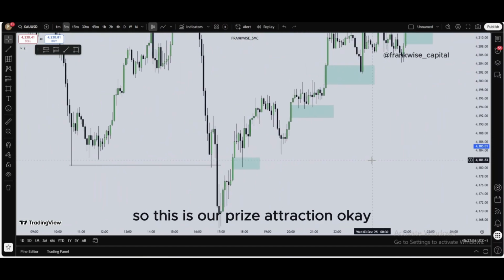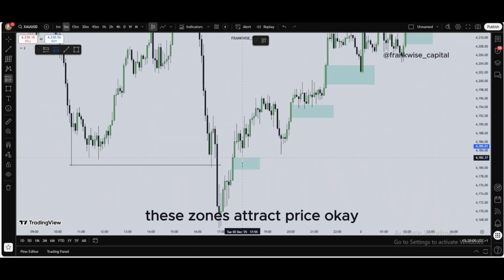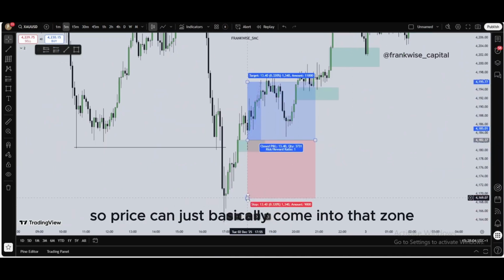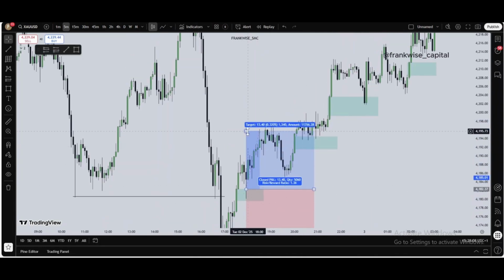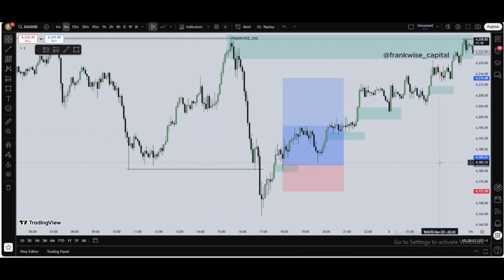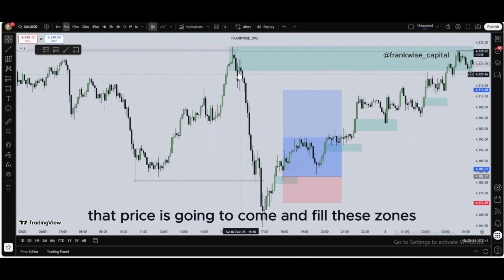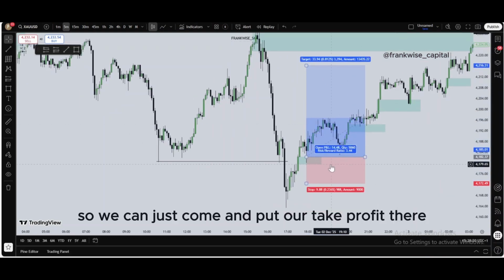So this is our price attraction. You can take entries from here. These zones attract price, so price can just come into that zone and then move up, and you can use it to have your targets. Because you know that price is going to keep coming to fill these zones, fill these FVGs, so we can just put our take profit there.